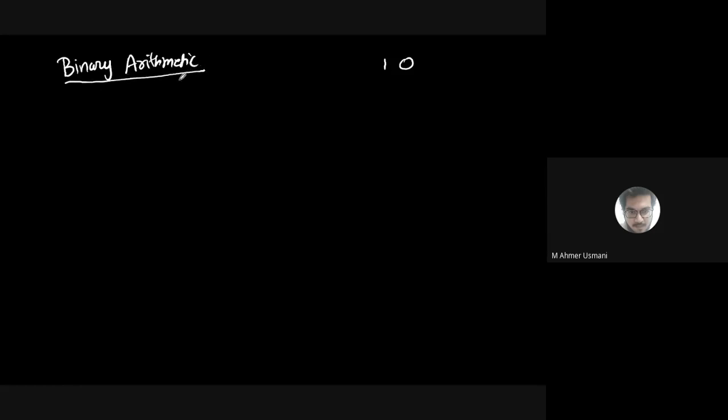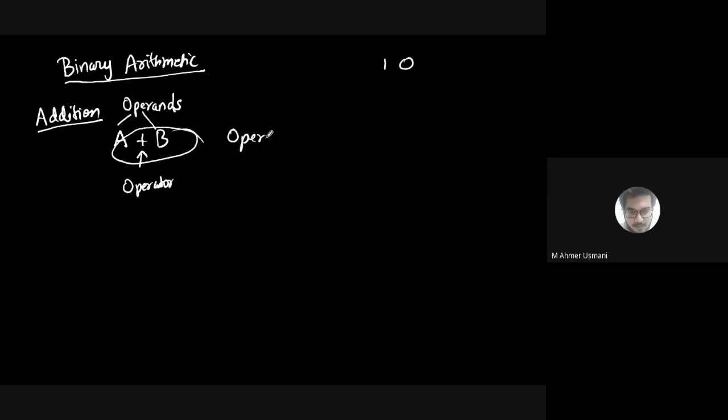The first thing that we'll be learning in arithmetic is called addition. So what is addition? I can add a plus b, where a and b are called operands, and this plus is called the operator. The whole thing is called an expression, or you can call it an operation, or an instruction. The first thing that we'll be learning is addition.